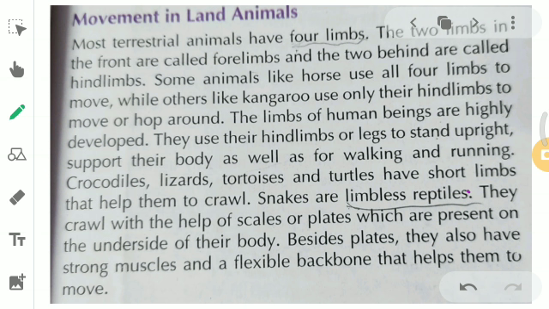Land animals are also called terrestrial animals. Terrestrial means animals which live on land. So mainly for movement they have 4 limbs. How many limbs are there in land animals? 4 limbs. The 2 limbs in the front are called forelimbs. Already I said, one pair at the front part and one pair at the back, means behind. So the front limbs are called forelimbs. Those behind are called hind limbs. So remember forelimbs and hind limbs. Some animals like horse use all 4 limbs to move.